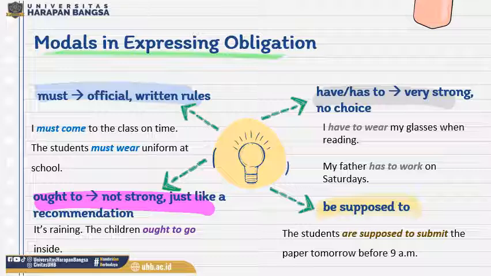Kalau must atau have to kan tidak ada pilihan lain ya selain melakukannya. Atau kalau tidak melakukannya akan ada sanksi. Tapi kalau ought to tidak masalah. Ini seperti saran saja. Kalau tidak melakukannya ya tidak apa-apa. Jadi konteksnya di sini karena hujan, anak-anak harus pergi ke dalam ruangan. Tapi kalau anak-anak mau di luar, mau main hujan-hujanan, ya it's okay. No problem. Next is be supposed to.